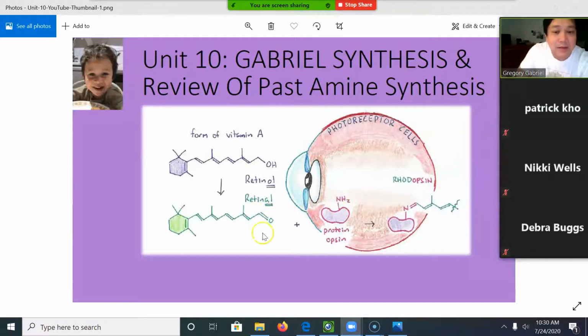Aldehyde plus amine. Now this protein opsin is huge, right? It's a protein. It takes up probably 3 times the screen. But that retinal molecule can find that amine and form this. Oh, there it is. A nitrogen carbon double bond. That's an imine.